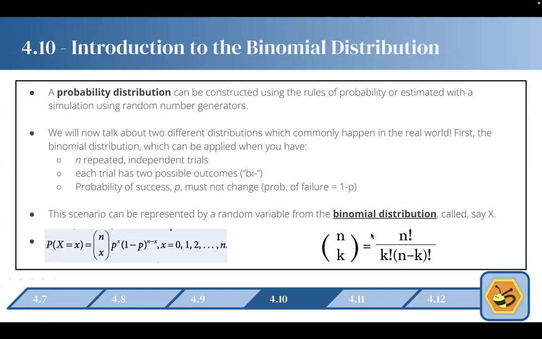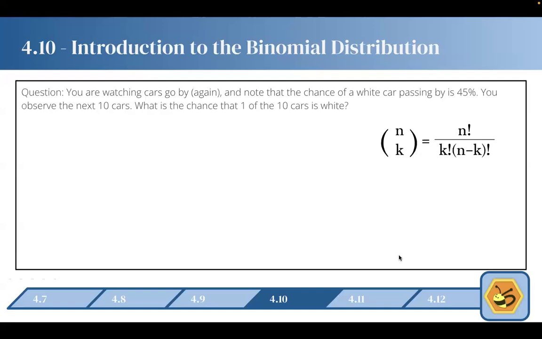So this scenario can be represented by a random variable from the binomial distribution, which we will call x. So here is this kind of big, crazy looking formula, right? Don't worry about that. Let's just do an example and we'll figure it out, right?